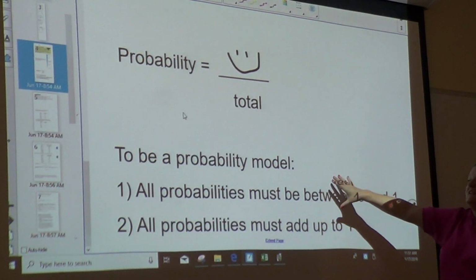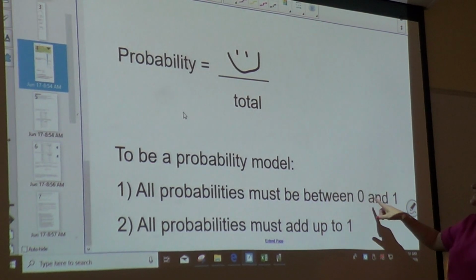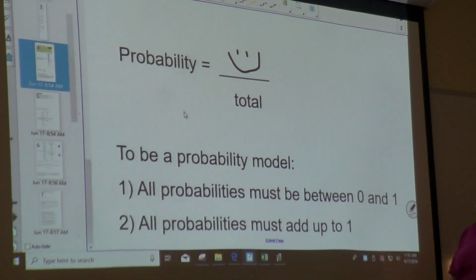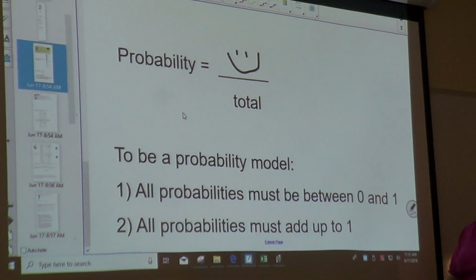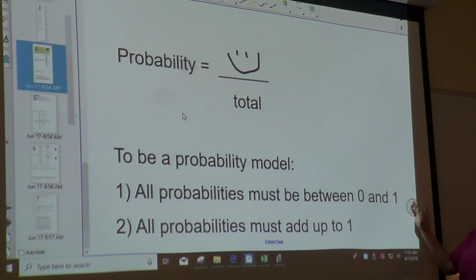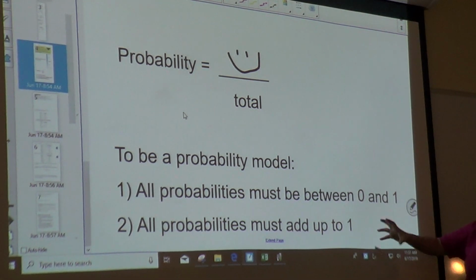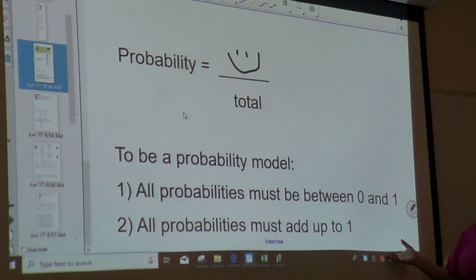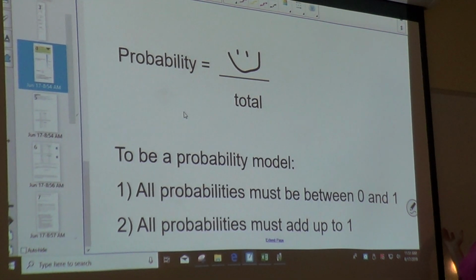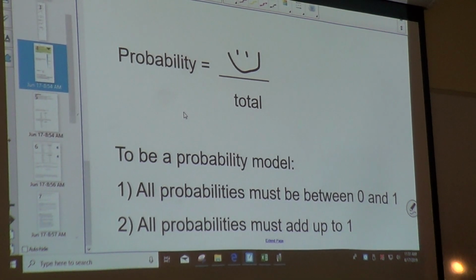To be a probability model, all probabilities must be between 0 and 1, and all probabilities must add up to 1. So we can't have negative probabilities, we can't have probabilities that are over 1, and our probabilities have to add up to 1 or 100%. So you can't have a negative probability, you can't have a probability that's over 100%, and they all have to add up to 1.